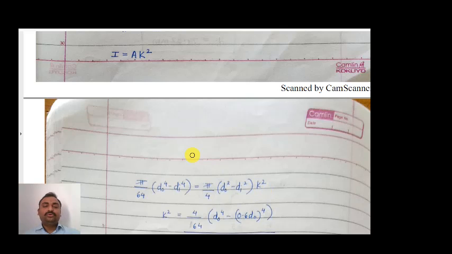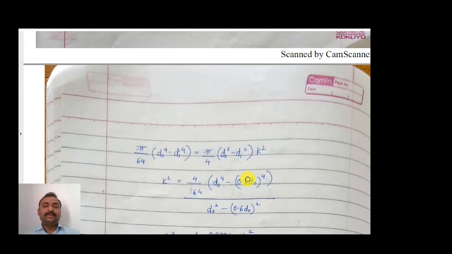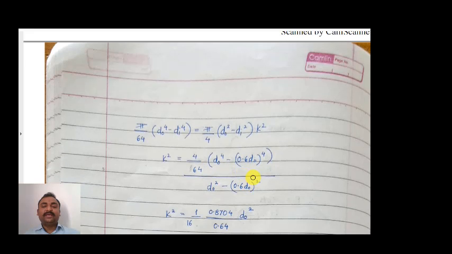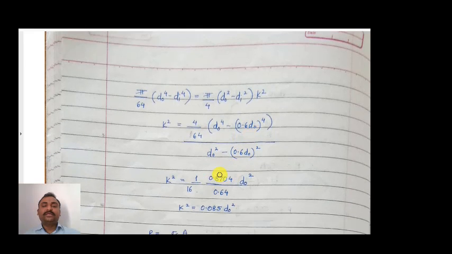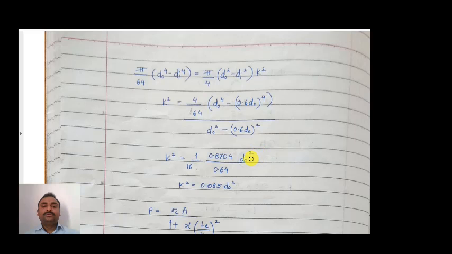So pi will get cancelled. The calculation will be like this: for inner diameter, put the value in terms of outer diameter, that is 0.6 times outer diameter. Okay, so it will be like this. Do the calculation. 1 by 16. Take this outside. So Do square will get cancelled. So Do raised to 4 upon Do square. If you take this common, Do raised to 4 common outside, Do square common outside, and just do the calculation of these numbers, you will get k square is equal to 0.085 Do square.